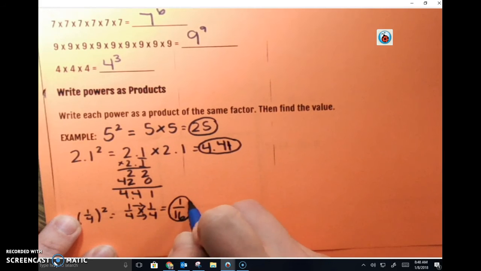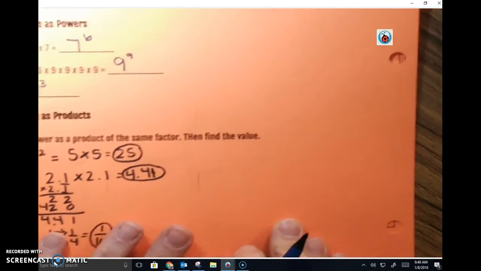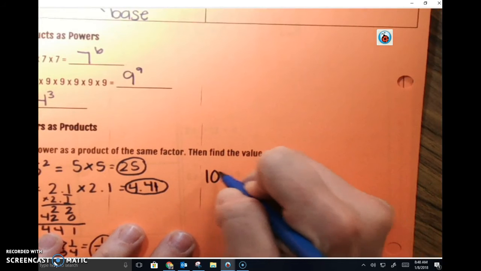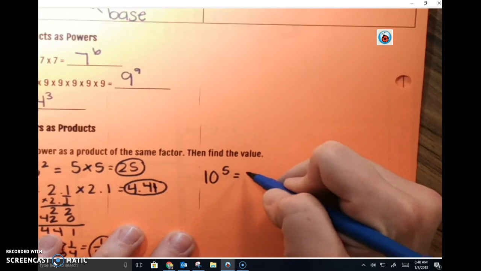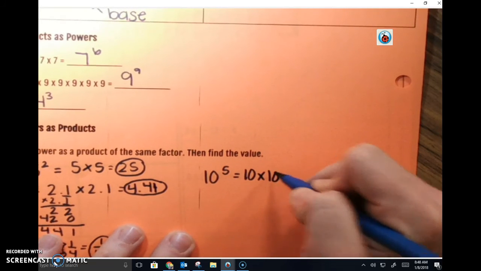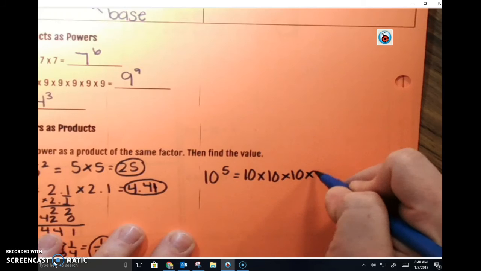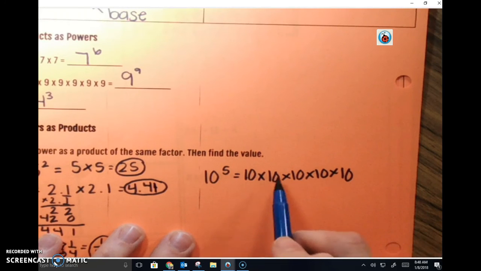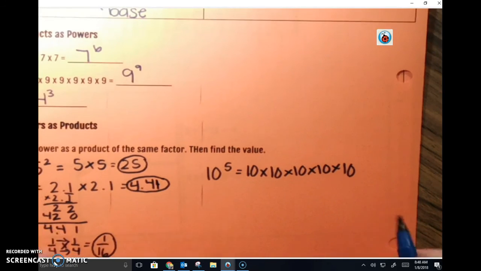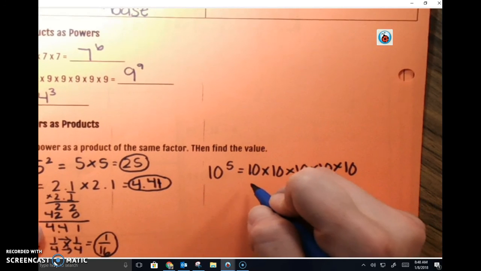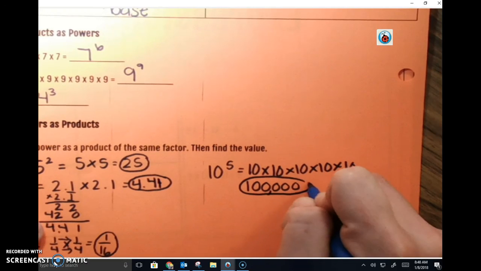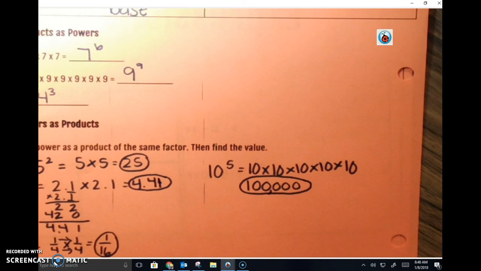I'm going to do one more with you. It's going to be a little bit of a bigger one because we can have more than just an exponent of 2. So 10 to the 5th, that means we're going to do 10 times 10 times 10 times 10 times 10. So I'm going to go, there's 1, 2, 3, 4, 5 zeros. So I'm going to need 5 zeros in my answer. 1, 2, 3, 4, 5. And my answer is 100,000. That's all you have to do for powers and exponents.